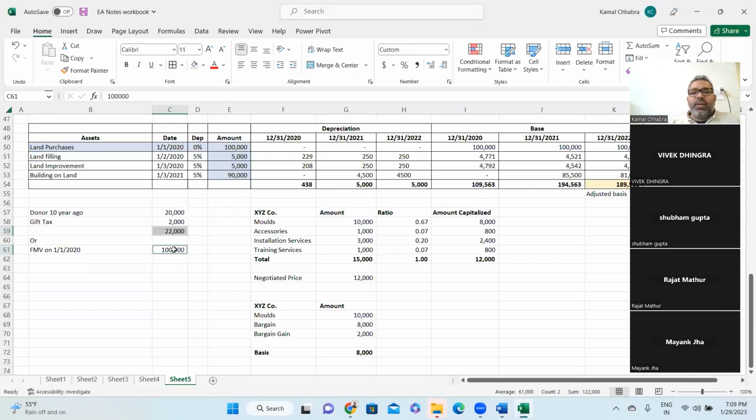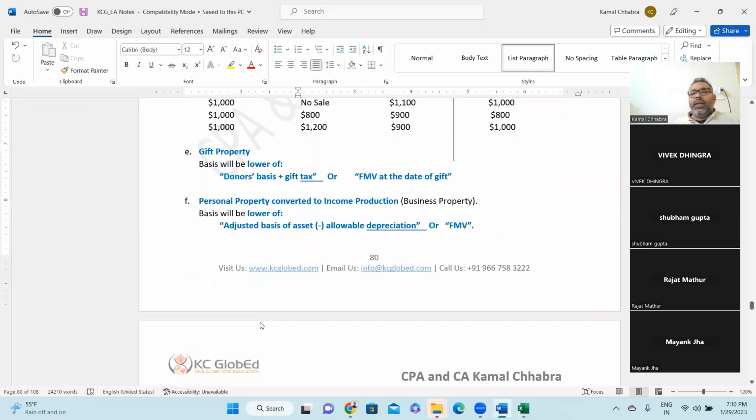Let's assume instead of land, it is a car. Suppose your uncle has purchased the car for $20,000 and now has given it to you as a gift and you have paid, let's assume, $1,000 as gift tax. 21,000 is the basis, but the market value of that car is only $10,000. So which one should you consider? 21,000 or 10,000? 10,000. Absolutely right. This is how we calculate the basis for gift property.